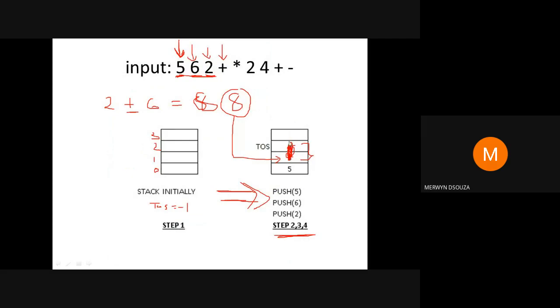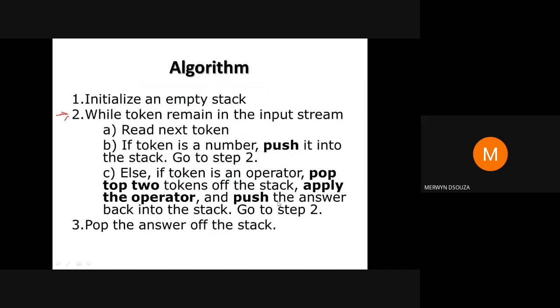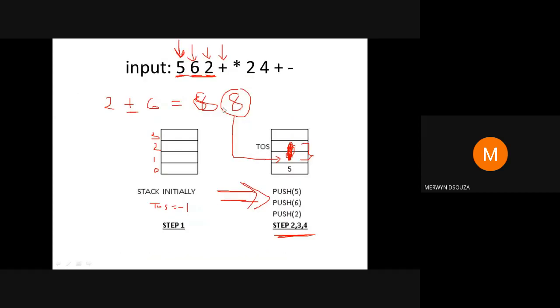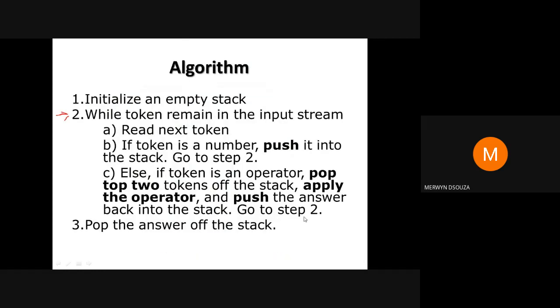So what I have done, pop the 2 values. So I get 2 values here. Okay, apply the operator. The operator is plus, means you're going to add these 2. So you will get 2 plus 6 equal to 8. Whatever answer you get, what you have to do is push the answer back into the stack. So 8, you're going to push back into the stack, and you're going to go to step 2.